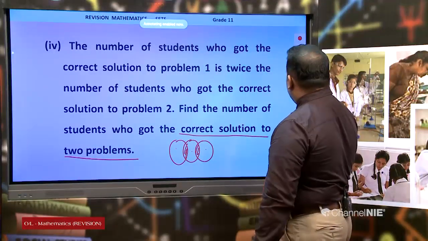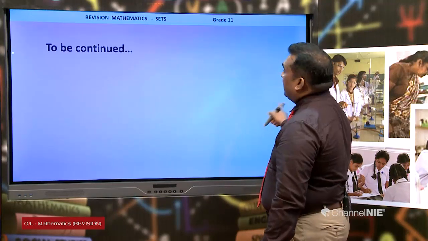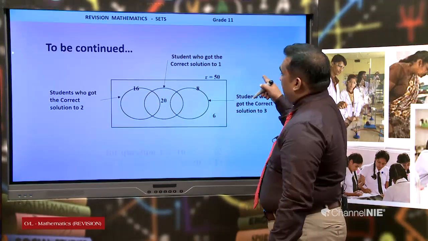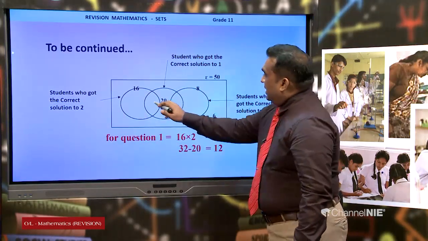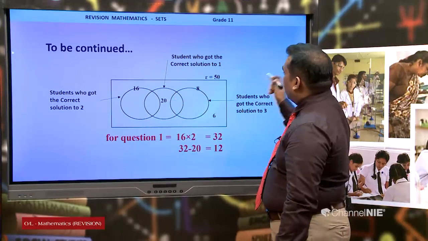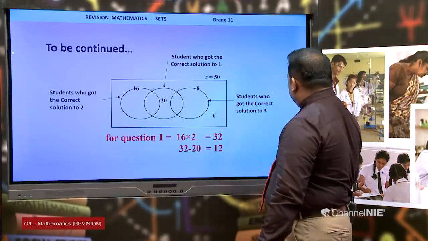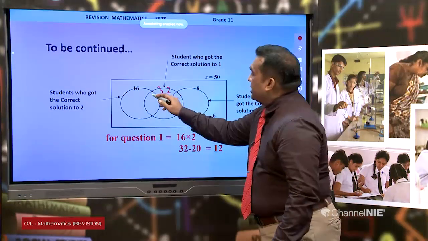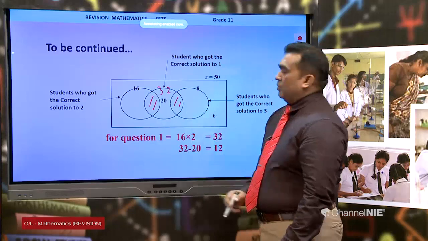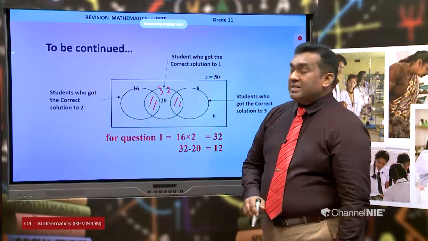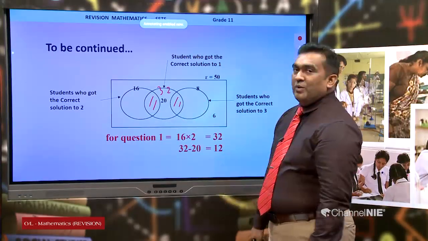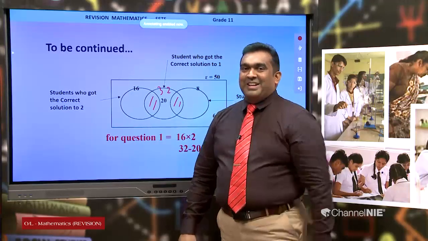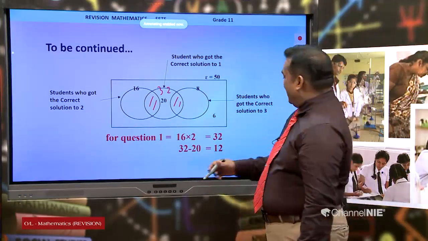Okay, now we will see difficult point. These 2 regions. Okay, now 32 is this one. Here 32. We need these 2. 32 minus 20 is 12. Understood well? Right. Okay, we will consider next one.